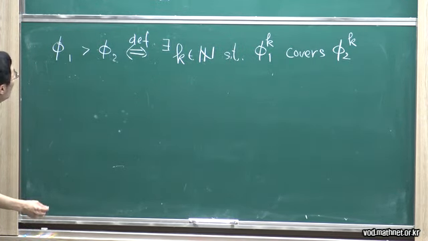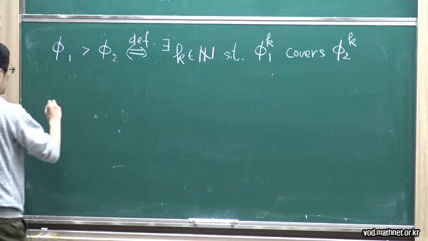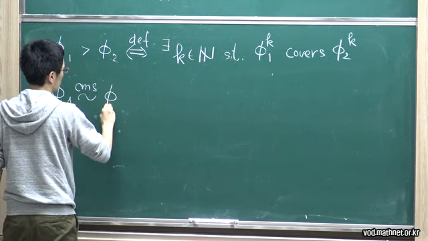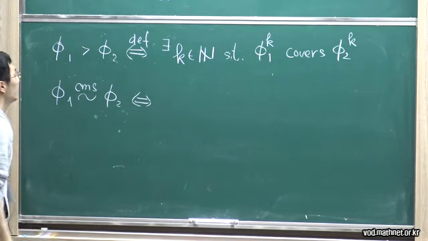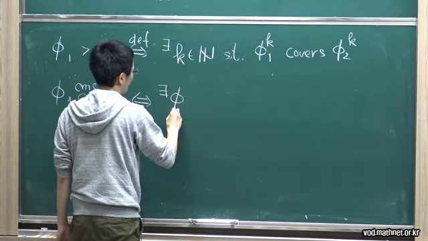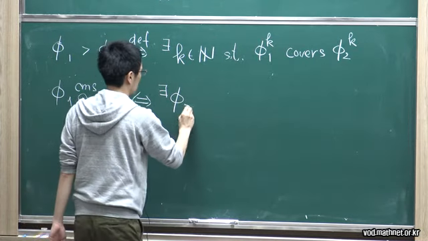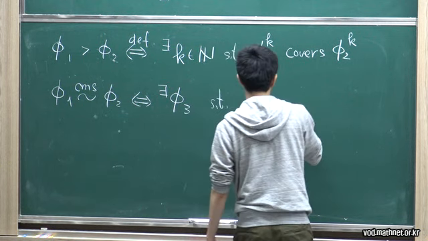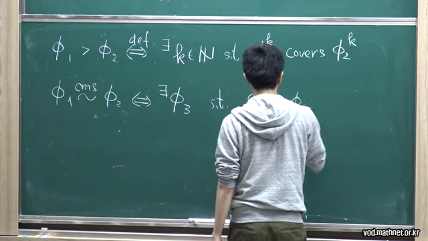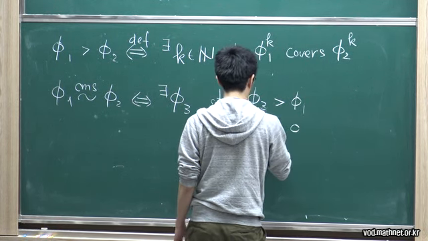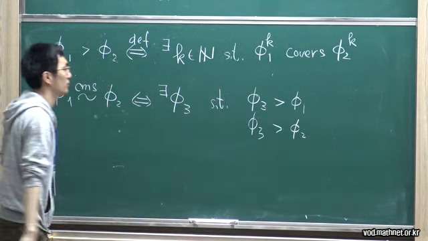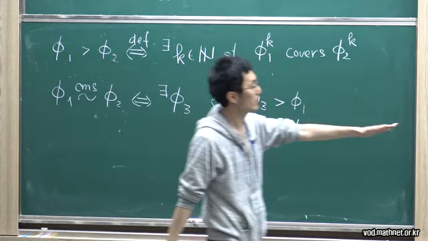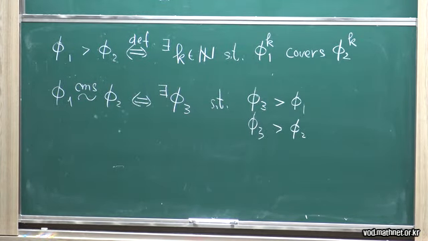And then we can define the commensurability. I will just write phi1 is commensurable with phi2 if we can find a third mapping class, a third outer automorphism, phi3, such that phi3 is greater than phi1 and phi3 is greater than phi2. So phi3 covers both. And I'd like to think about the analog of these facts.